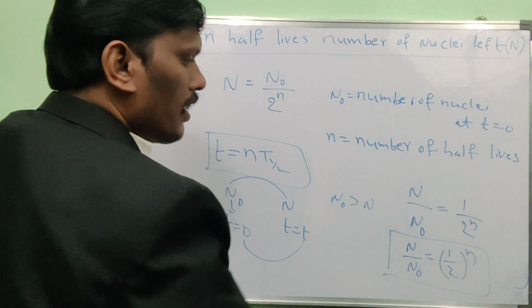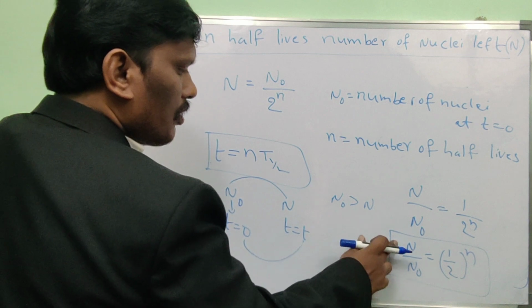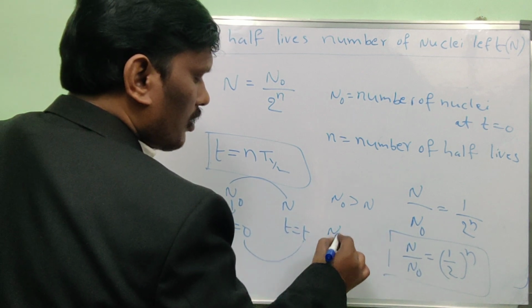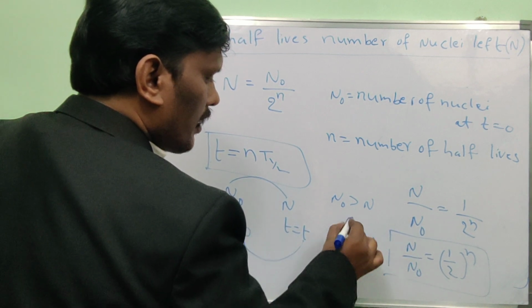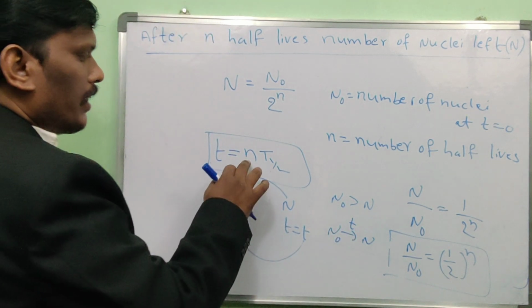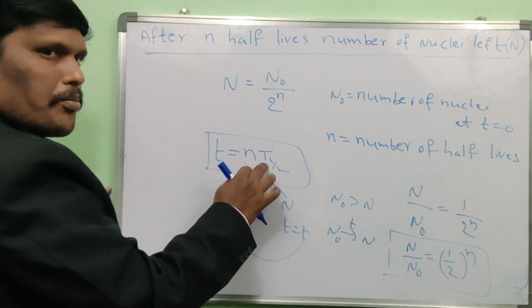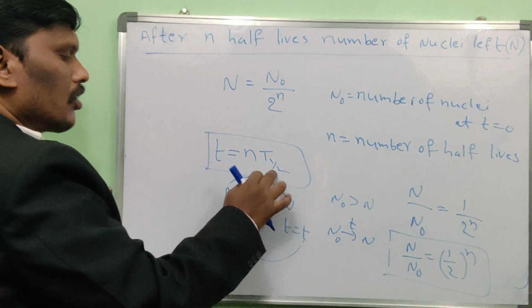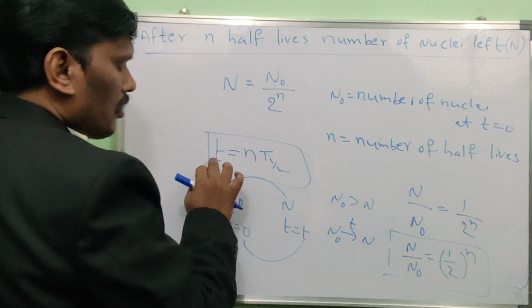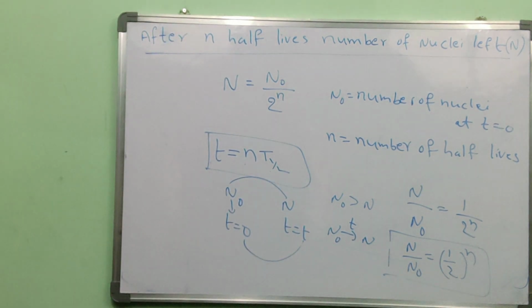After time t, here the number of half-lives. So N0 changes to N in time t. That time, how to calculate? n into T half. Here n is the number of half-lives. Calculate from here, and the half-life given in the problem, substitute here. You are going to get the total time taken to change N0 to N. That's all. Note down, students.